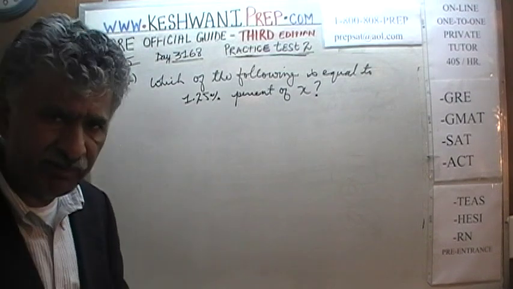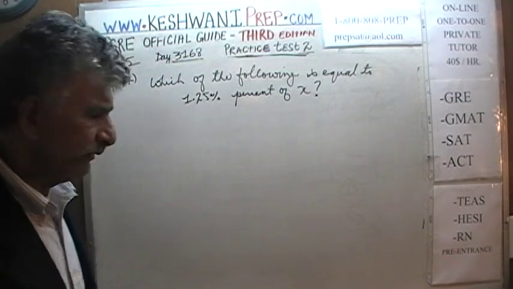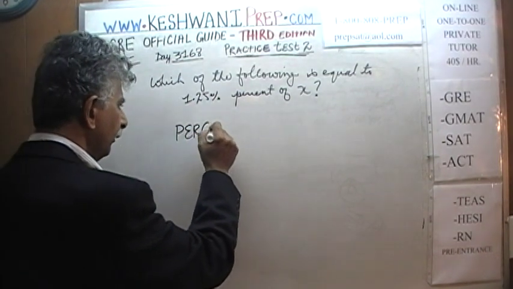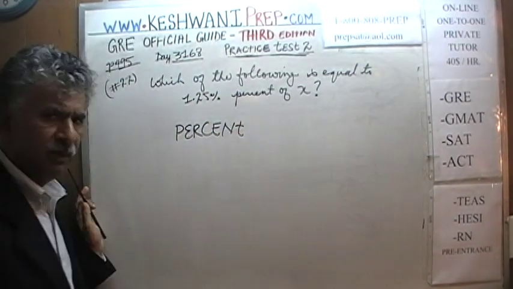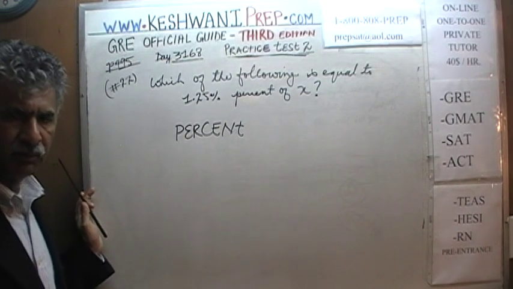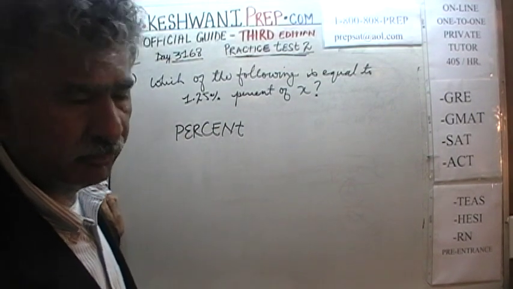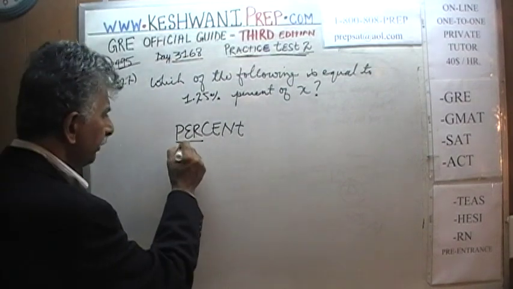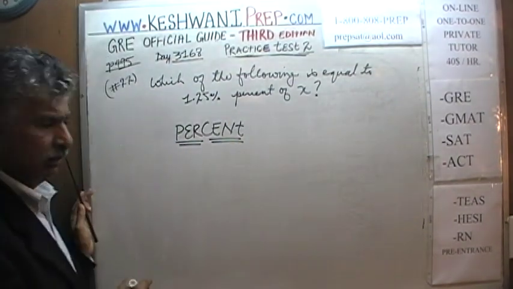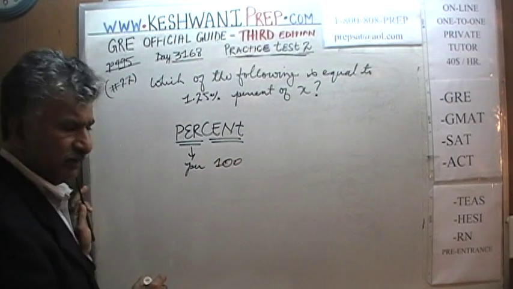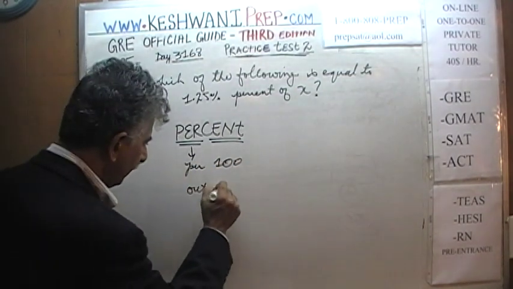Let's start with something very basic, very fundamental. What does this word literally mean? Percent. Can we dissect it? Are we able to break it up into parts? Literally, it means per 100, which is the same as saying out of 100.